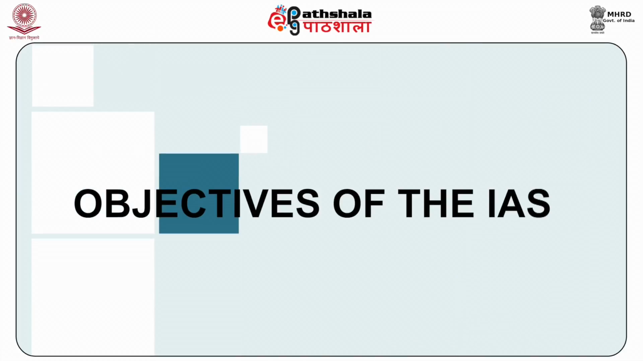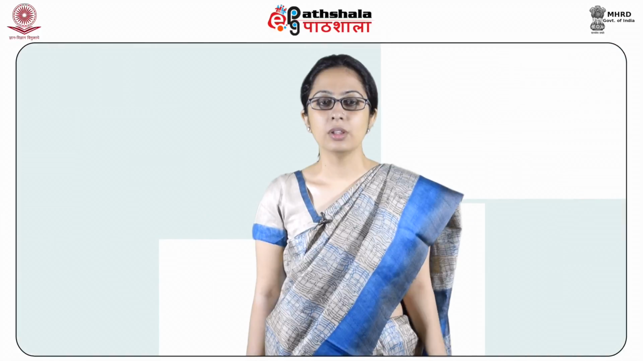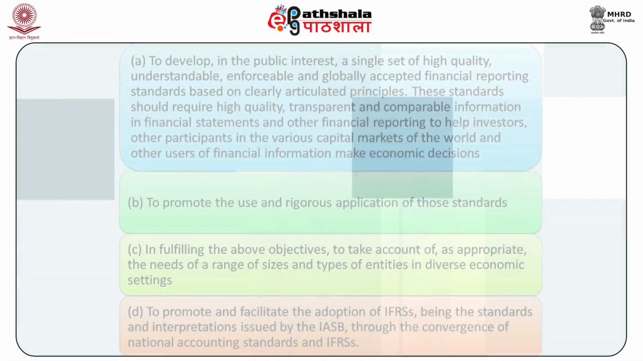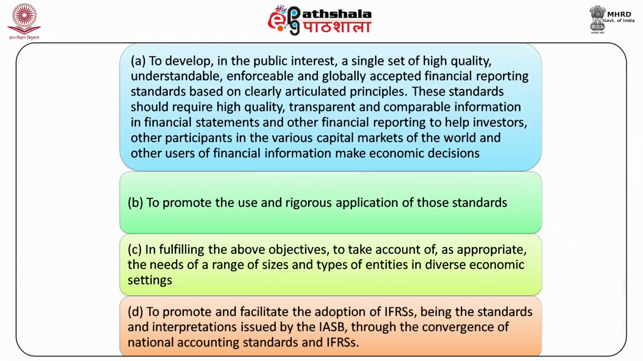Now we will discuss the objectives of the IASB. The objectives of the IASB are: first, to develop in the public interest a single set of high quality, understandable, enforceable and globally accepted financial reporting standards based on clearly articulated principles. These standards should require high quality, transparent and comparable information in financial statements and other financial reporting to help investors, other participants in the various capital markets of the world and other users of financial information make economic decisions.